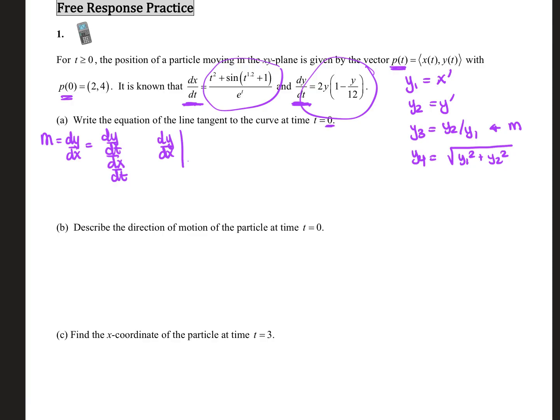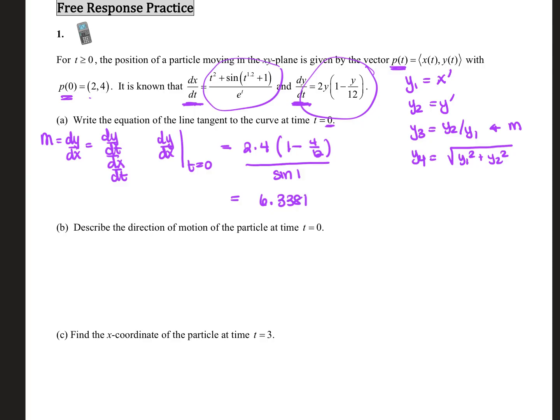Time equals 0. So at time equals 0, dy dt is going to be, let's see, at time equals 0, y is 4. So 2 times 4, 1 minus 4/12. And same thing over dx dt. That's going to be sine of 1 over e to the 0, which is 1. So when you simplify this, it works out to be 6.3381. So that is the slope.